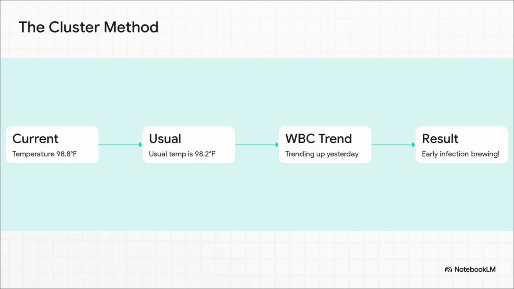Step 1, their temp is 98.8. Technically normal, right? But step 2 tells us their usual temp is 98.2. Plus, step 3, their white blood cell count was trending up yesterday. Any one of these findings on their own, you'd probably ignore it. But clustered together, these 3 subtle clues form a narrative thread, signaling that an early infection is brewing. It's the story the data tells across multiple tabs that separates the safe nurses from the misdiagnoses.